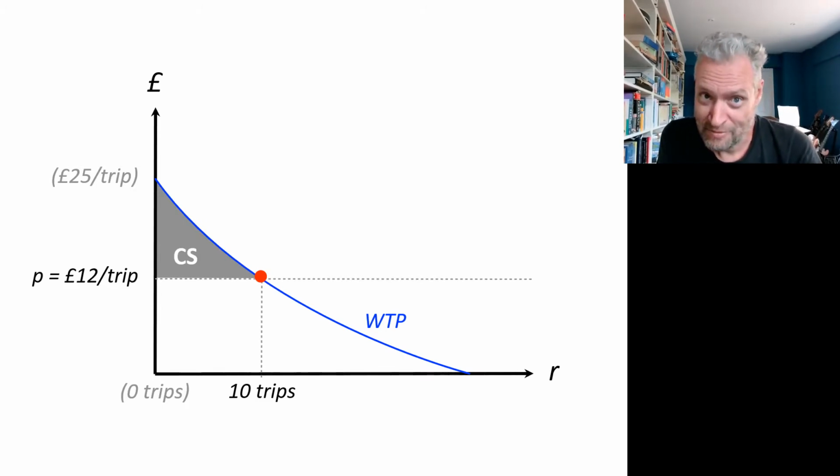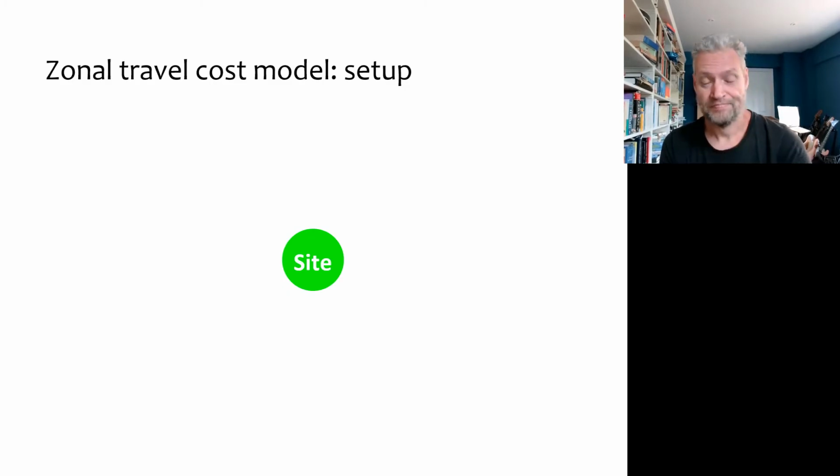Which of course is the same thing, if you're only interested in use value, as there being no park altogether, right? If the park is prohibitively expensive, then you wouldn't go. If the park is not there, then you wouldn't go either, and the two are equivalent in terms of use value, right? And that's an important thing to keep in mind if you want to estimate the total value of something. So how do you do this in practice?